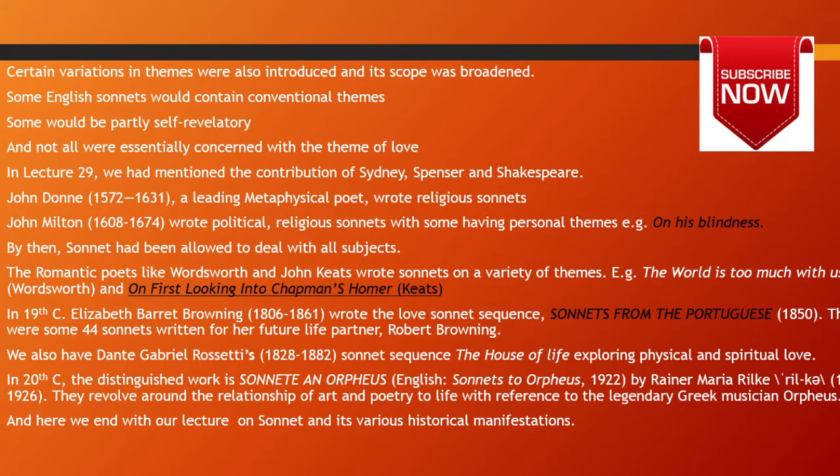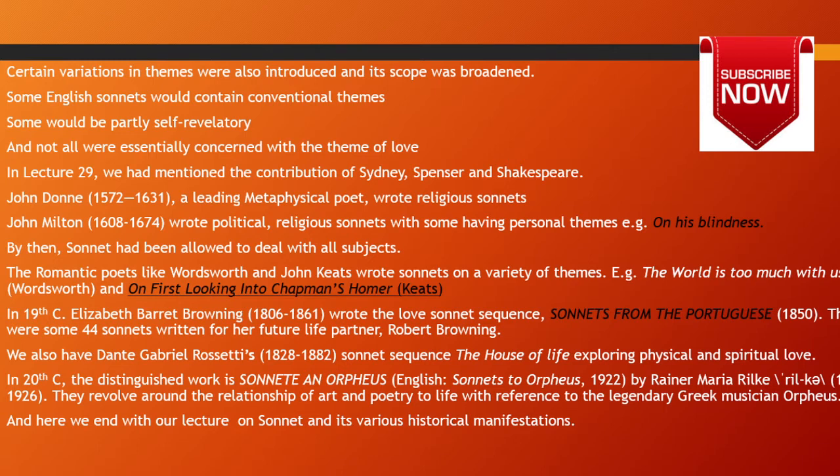Now when we talk about the themes, I hope you remember that we had referred to Petrarchan sonnet and his courtly love attitude that he would follow, and again that love theme with a hopeless lover and a cruel mistress. So this was one major identification mark of the approach of Petrarch towards sonnet. But here in English sonnets we see that many other themes were introduced. Like for example, some were self-revelatory, in which the poet would reveal his mind to the readers, and not all were necessarily concerned with the theme of love.